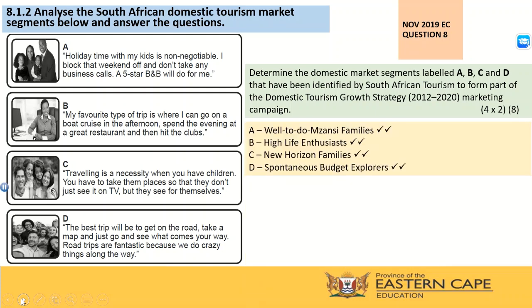A, well-to-do families. B, high life enthusiasts. C, New Horizon families. And D, spontaneous budget explorers. Grade 11, I hope you were correct and that you were able to match the image and the statement with each of the domestic tourism market segments that we have studied in this lesson.